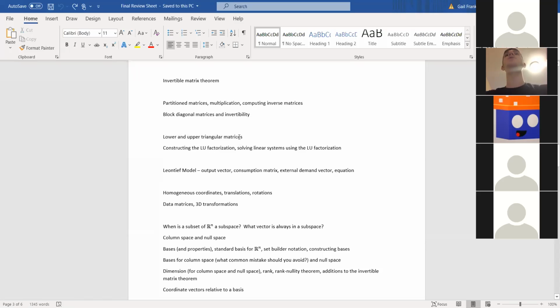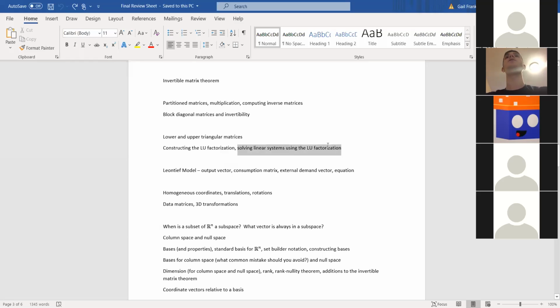Make sure you know upper triangular has zeros below the main diagonal, and then the lower has zeros above the main diagonal. And make sure you know how to construct it. You're finding the sequence of row operations that reduces A into U, I believe. I could check my notes, but U is just the echelon form of A.